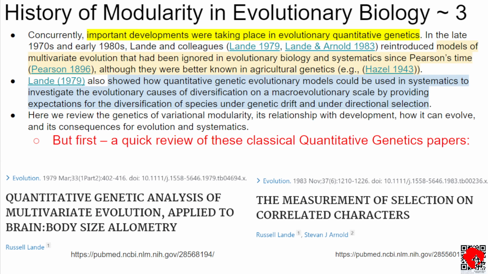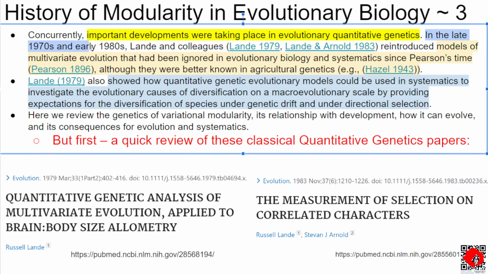On to part 3 of History and Modularity. The authors are writing, concurrently, important developments were taking place in evolutionary quantitative genetics. In the late 1970s and early 1980s, Lande and colleagues, Lande 1979, Lande and Arnold 1983, reintroduced models of multivariate evolution that had been ignored in evolutionary biology and systematics since Pearson's time, 1896.